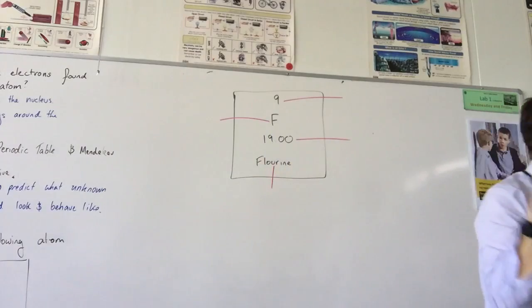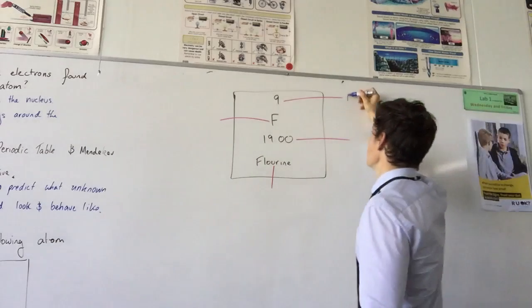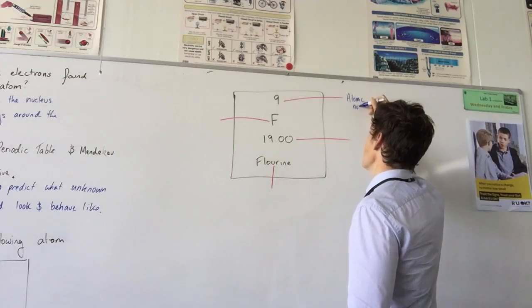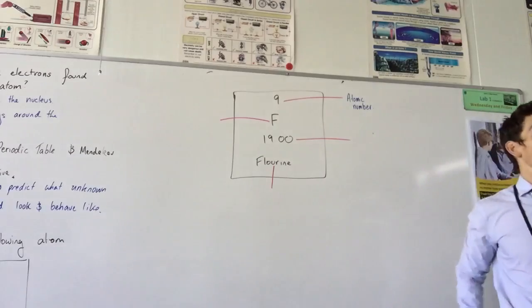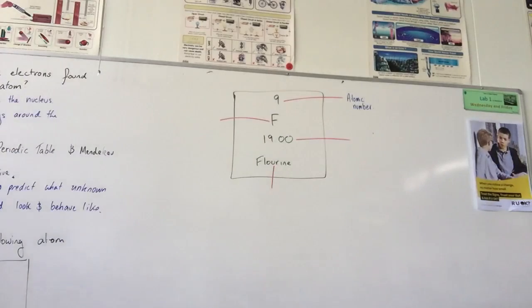So I'm going to ask you, what's the top number tell us? What is that called? The atomic number. Very good. And what does the atomic number tell us? How many protons. So what does that mean about every atom of fluorine in the Earth? Yep, 9 protons. Very good.